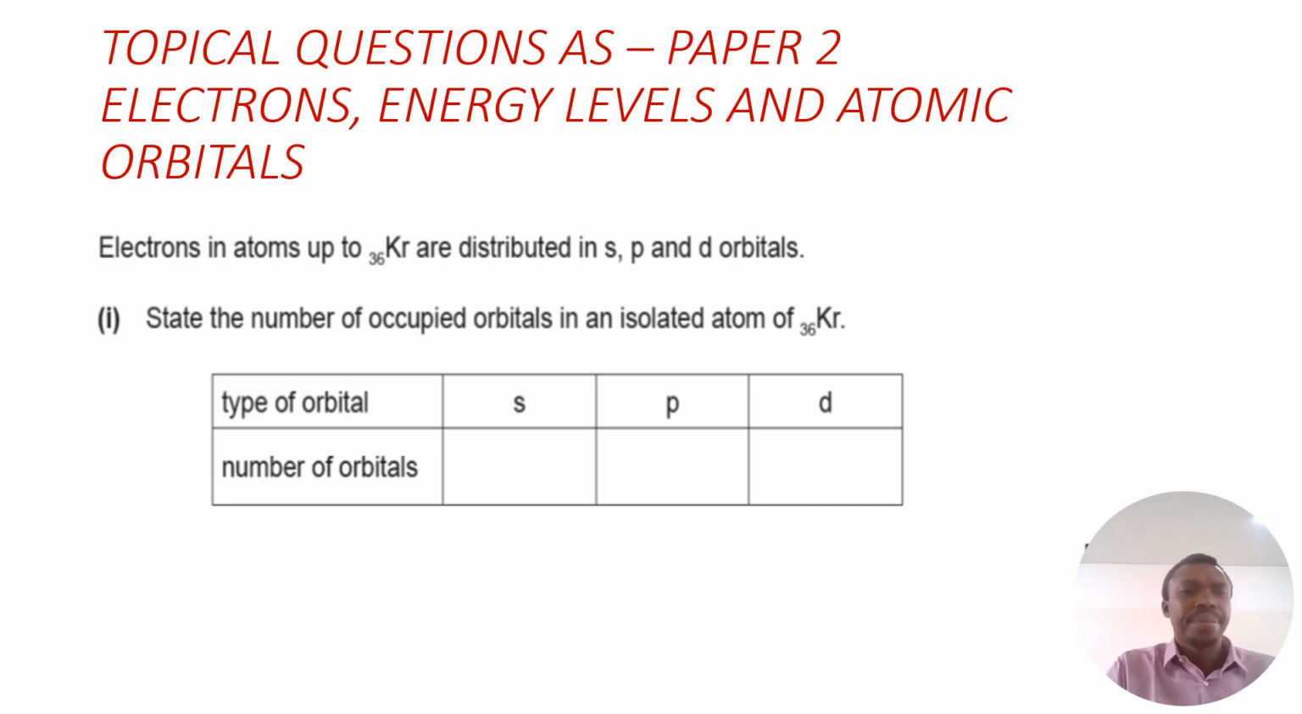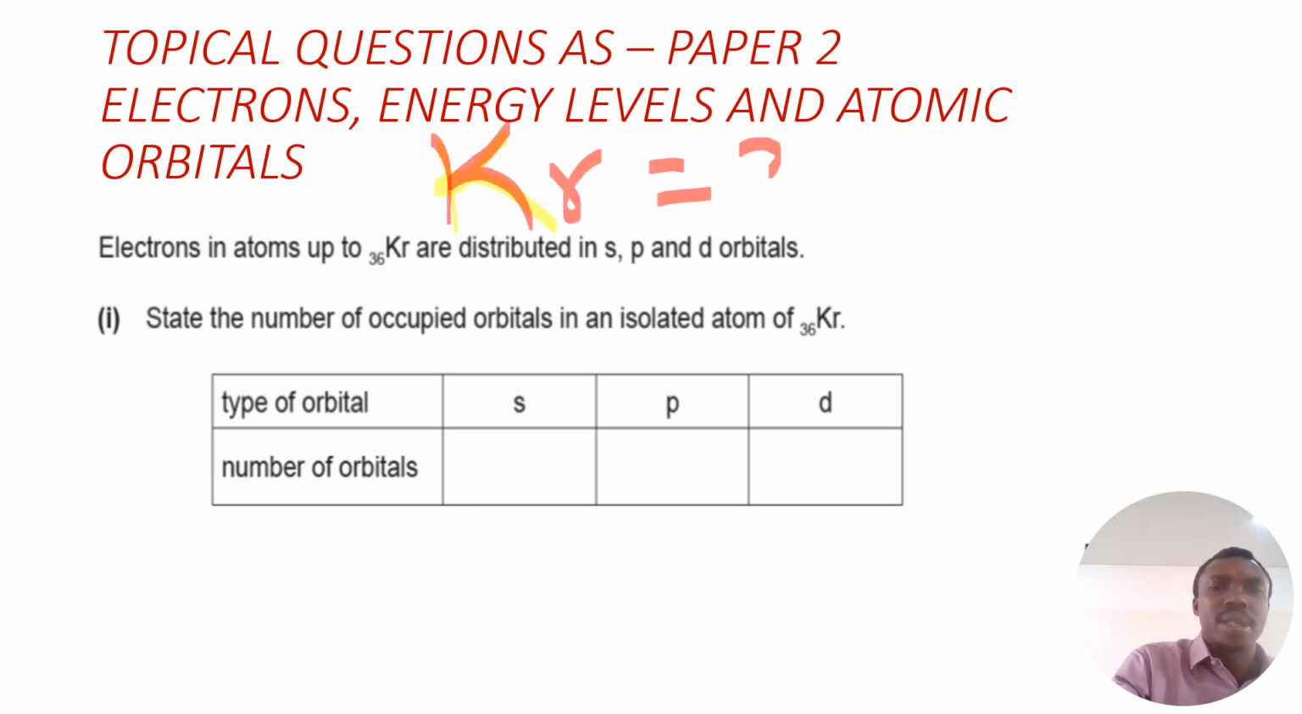So the next question is, electrons in atoms up to krypton are distributed in s, p, and d orbitals. You are asked, state the number of occupied orbitals in an isolated atom of krypton. So the types of orbital are s, p, and d. Then the number of orbitals. We already know the atomic number of krypton is 36.